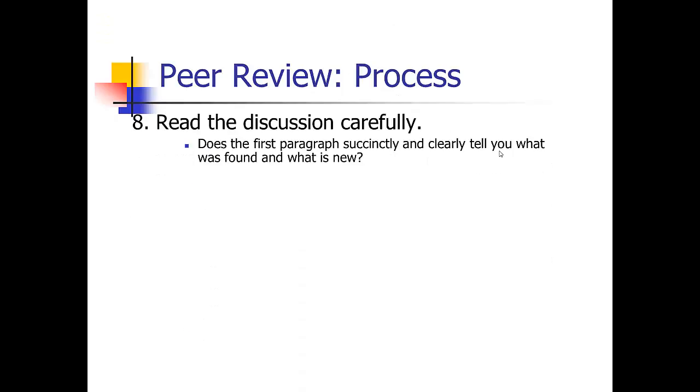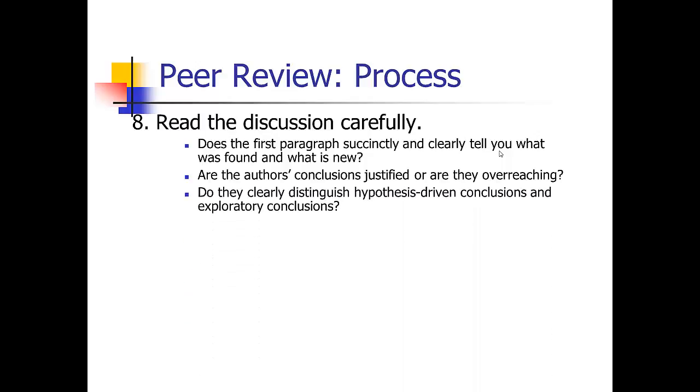Then I'll look through the discussion section carefully. The kinds of things I might point out is, the first paragraph is supposed to succinctly and clearly tell you what was found and what was new in the study. And if they don't tell me that, I'll suggest they rework their discussion a little bit. Again, I'm looking to see whether or not the author's conclusions are justified or if they're overreaching. And that might be a common comment I give, that they're overreaching from their data.